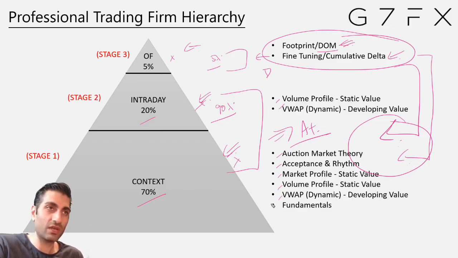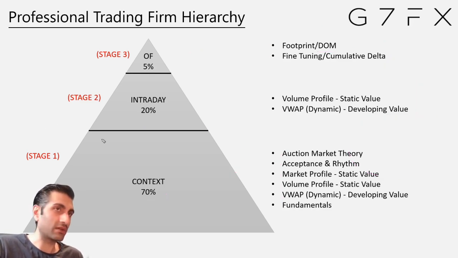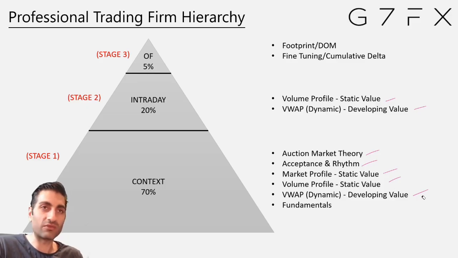So context first. As you know, we've pretty much covered everything here. We've done auction market theory. We've covered acceptance and rhythm. We've done market profile, volume profile. We've looked at VWAP intraday, volume profile and VWAP. The thing is, I've ticked off VWAP here, and actually the truth is we haven't covered VWAP from a longer investment horizon perspective. I don't want to use the word time frame, but for people with horizons longer than a day, basically. So really, that's the only thing left at this stage.